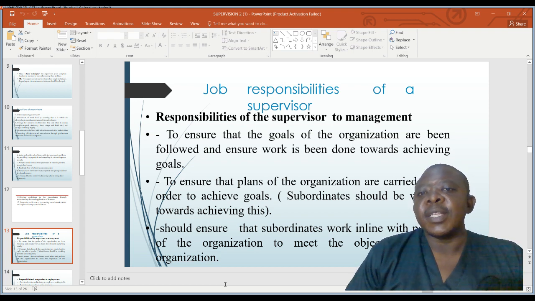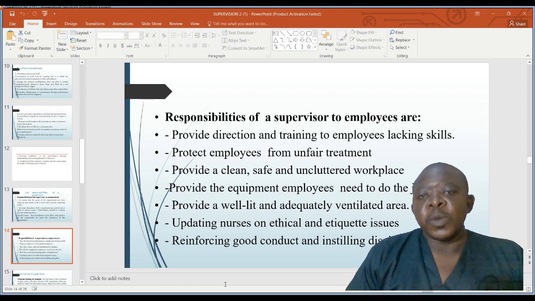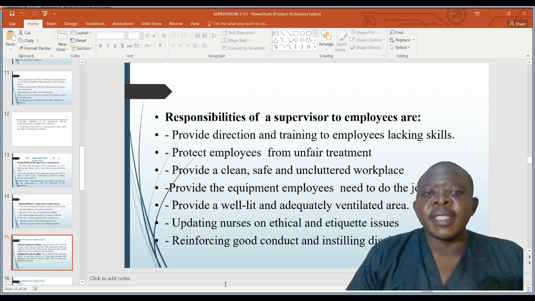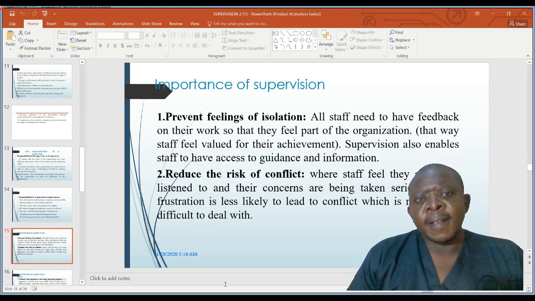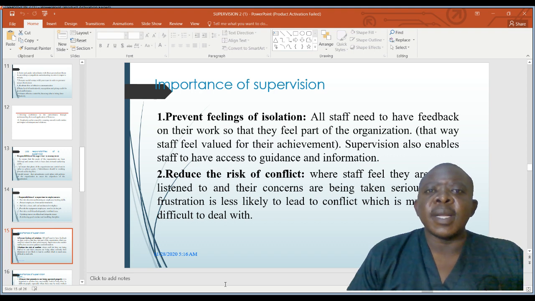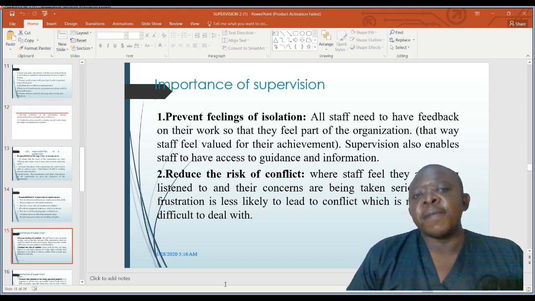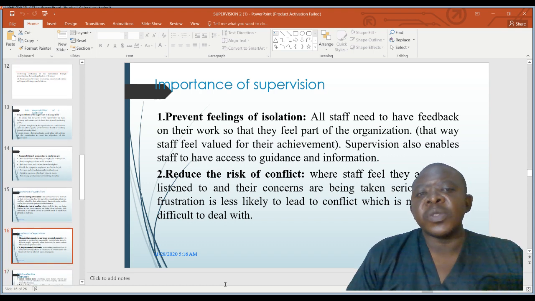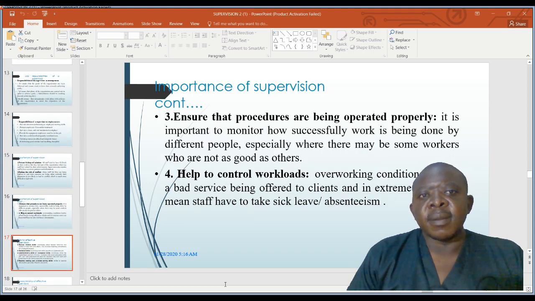After discussing functions of supervisors, we went on to look at the job responsibilities of a supervisor. We looked at it in two different categories: the responsibility of the supervisor to management, for which we came up with some points, and the responsibility of the supervisor to employees, the people that the supervisor is directing. Then we looked at the importance of supervision, such as preventing feelings of isolation and reducing the risk of conflict. I think about 4 points there.